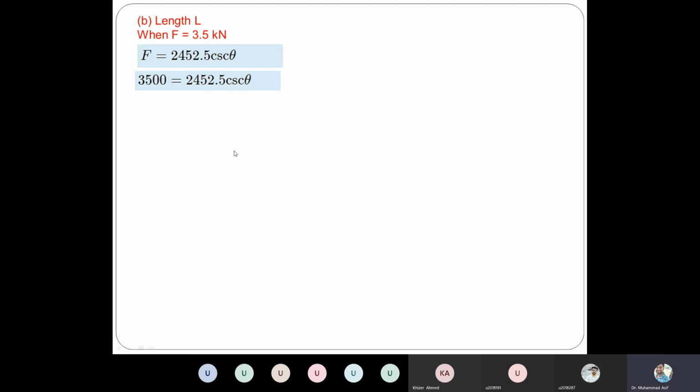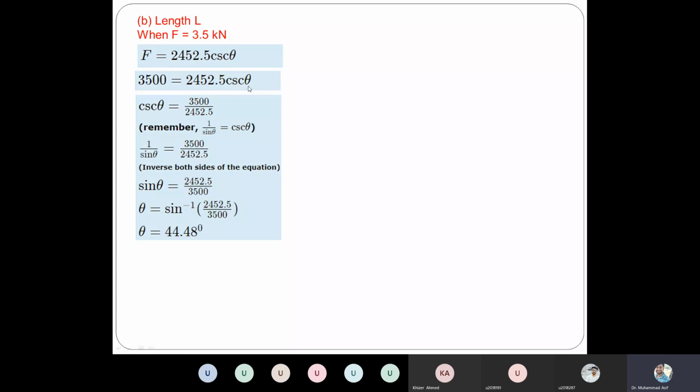3.5 kilonewton, if we convert into newtons, will be 3500, and if we put that value, then we can calculate the value of theta. So the theta value will be equal to 44.48 degrees. So now it is very easy to calculate the length, because we know that this angle is what we just calculated, 44.48 degrees. And we know that this distance is 1.5, this distance is 1.5.